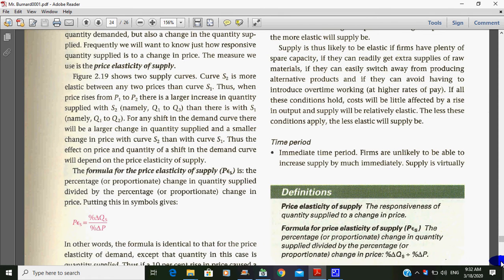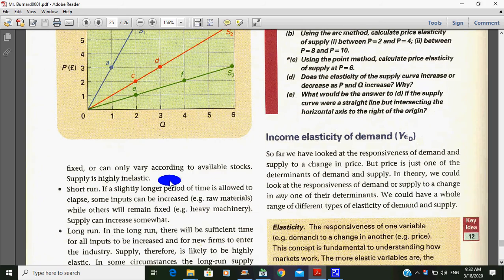Alright. Time period. In the immediate time period, firms are unlikely to be able to increase supply by much. Supply is virtually fixed, or can only vary according to available stocks. Supply is highly inelastic. In the short run, if a slightly longer period of time is allowed to elapse, some inputs can be increased, for example, raw materials, while others will remain fixed, for example, heavy machinery. Supply can increase somewhat in that case.